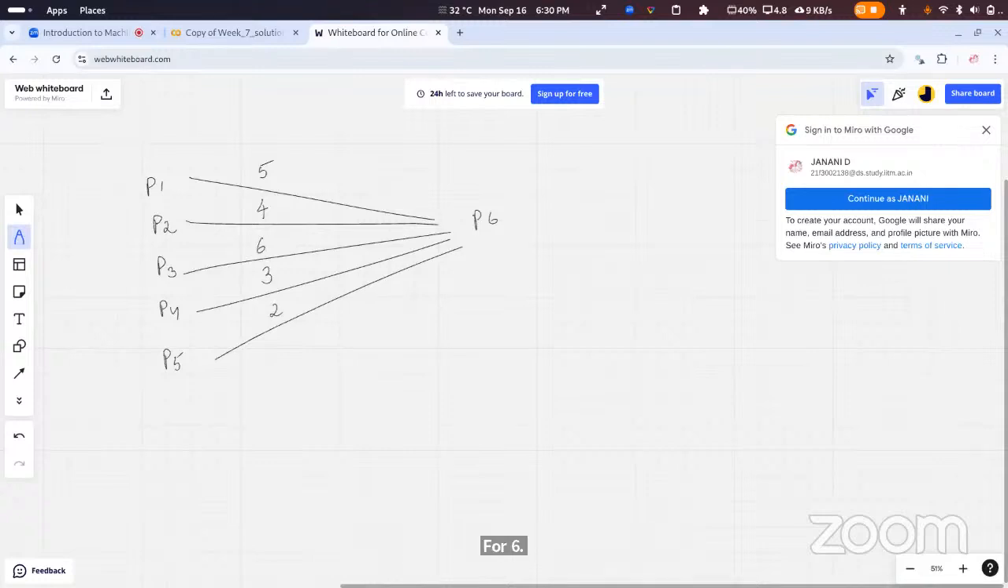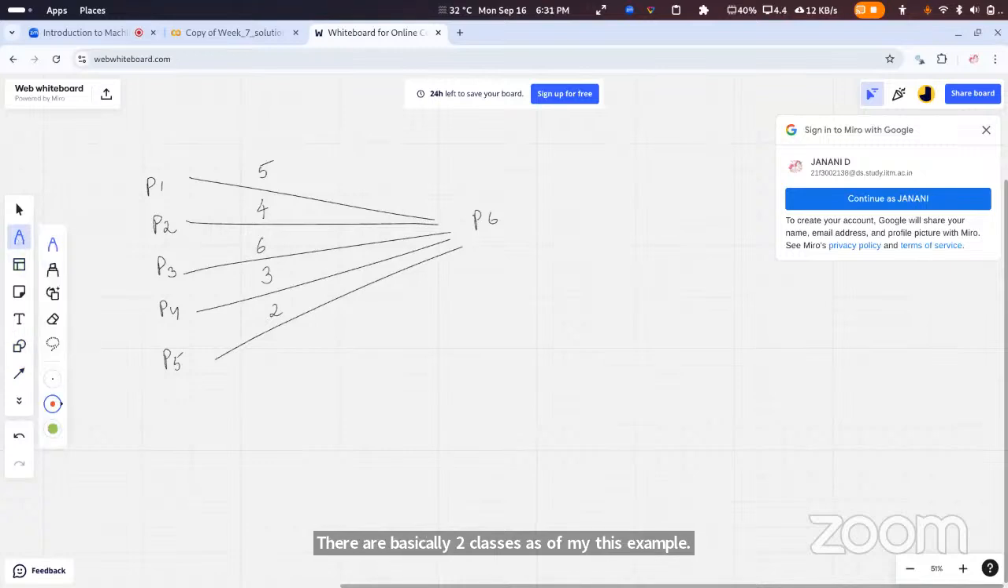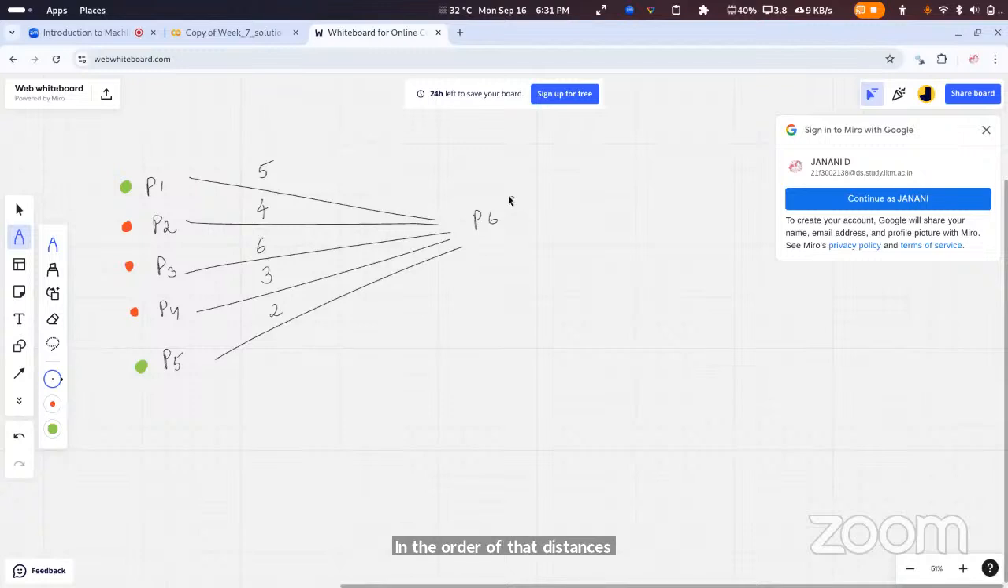Okay, and let me specify the classes of point 1, point 2, point 3. There are basically two classes in my example. Let's say the two classes are going to be green, green, and red, red, and red. So what KNN does, in simple words, is arrange these data points in the order of their distances from the unknown data point. By the way, this is an unknown data point which should be classified into either green or red. So this classification is done based on the distances to the other points.